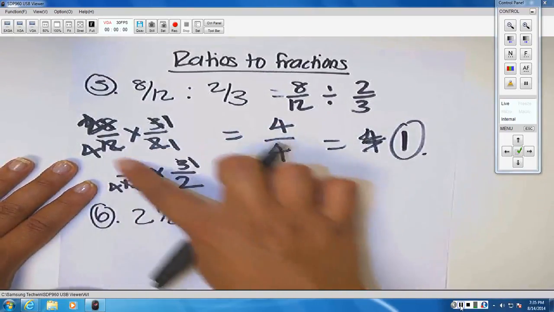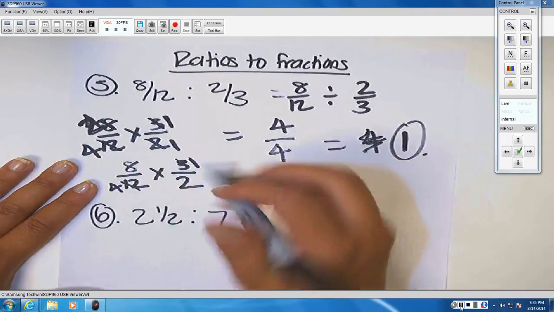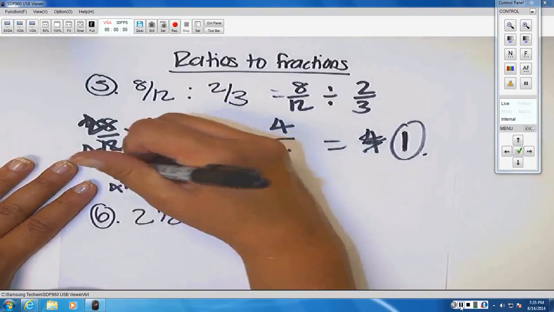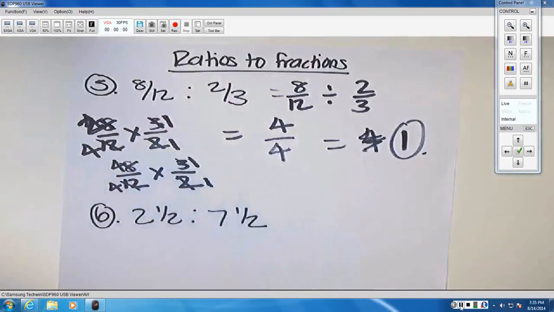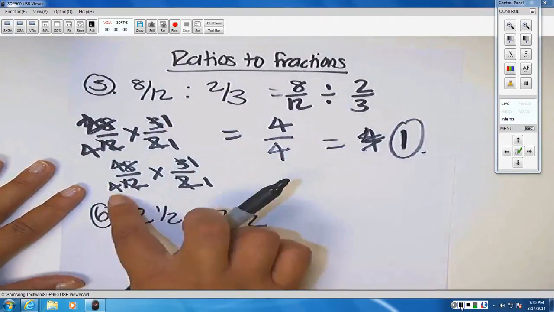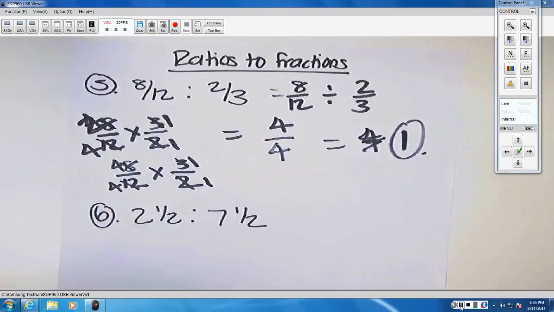Now reducing this direction, I know that 2 will go into 2 one time, and 2 will go into 8 4 times. So now I'm going to multiply across, just like we did up here. 4 times 1 was 4, and 4 times 1 was 4. So we ended up with 4 over 4, which essentially you can reduce that down, right? 4 will go into 4 one time, and so we're left with 1, a whole number of 1.